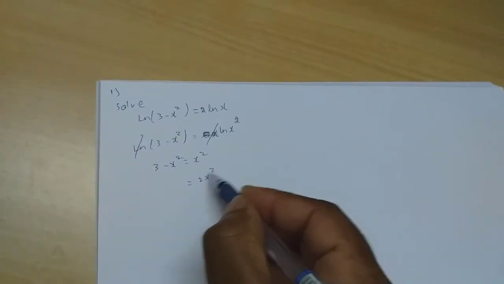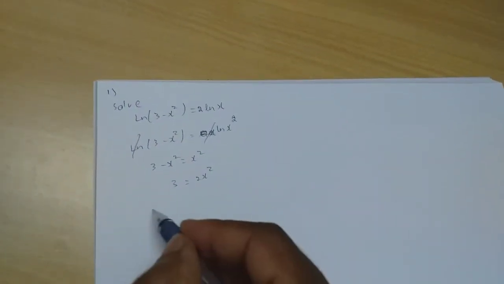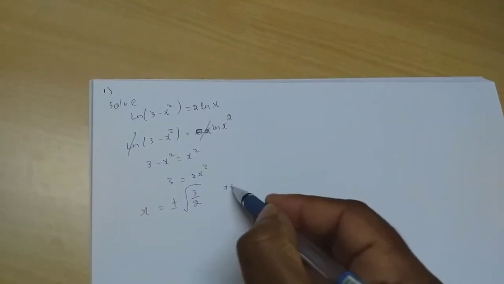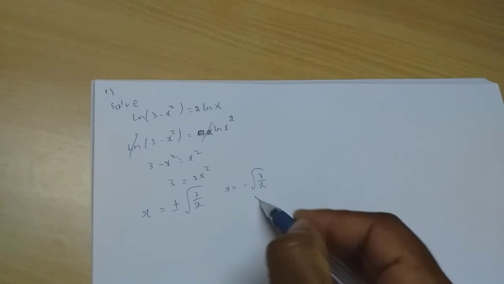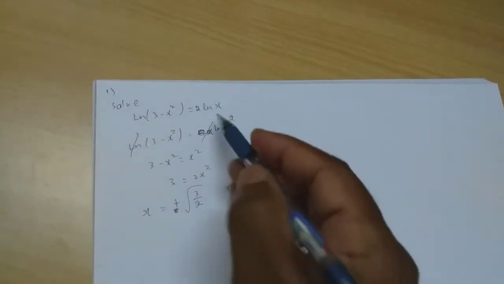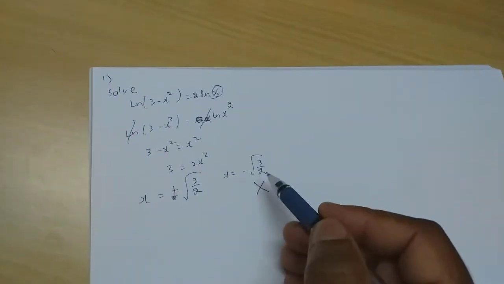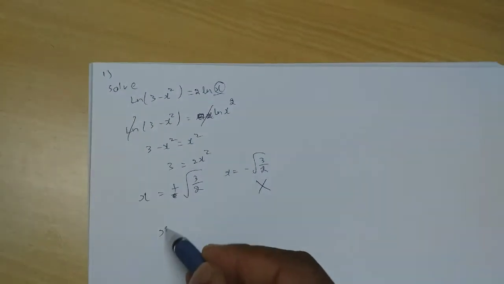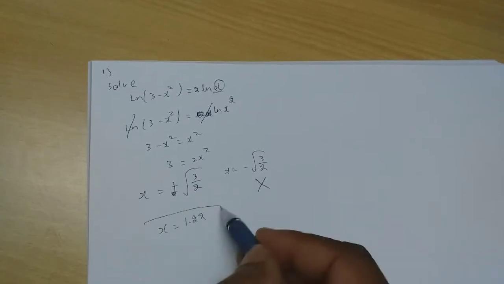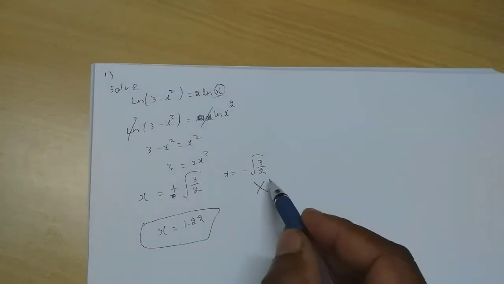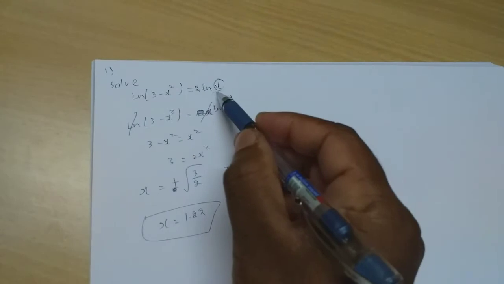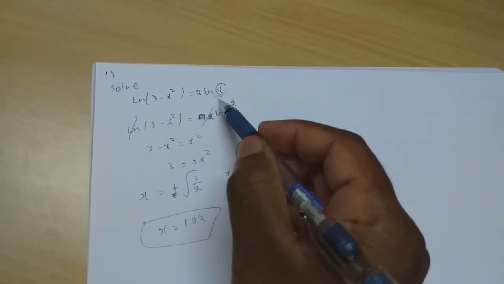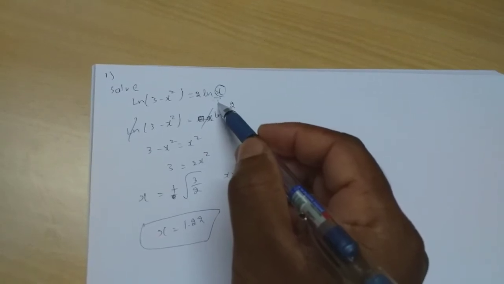From that 2x square equal to 3 I get. So x equal to plus or minus root 3 by 2. So when x is minus root 3 by 2, it's rejected because log cannot be in negative. So it is plus root 3 by 2 is the answer, which is 1.22. Are we clear? Negative cannot be considered because I have ln x. Even ln also cannot be applied on negative values.